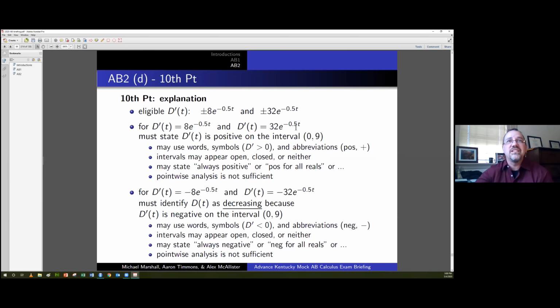So how does it change if we have the negatives? Instead we'll be talking about decreasing. It really reads very parallel. So we can use words, symbols, abbreviations, but everything will be working in the negative context. They can talk about it always being negative or negative for all reals. Again, the intervals can appear open or closed or neither. I use the word appear intentionally, and point-wise analysis just is not sufficient.